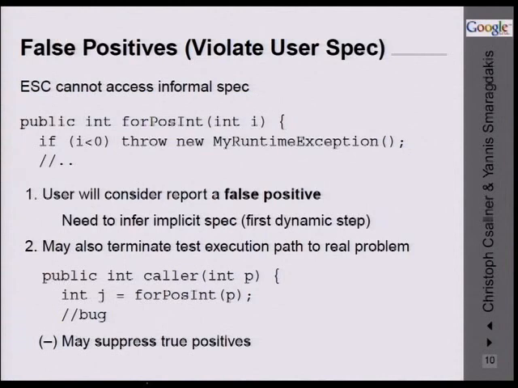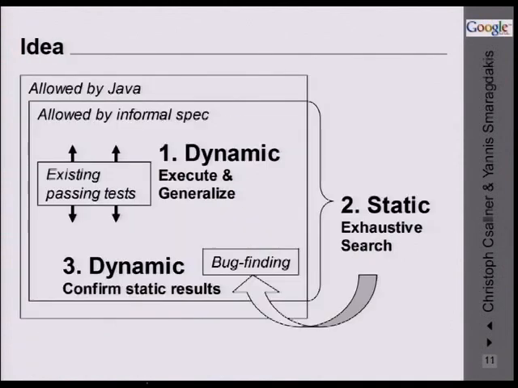But besides those false positives, there's also another subtle problem. So the method above might be called somewhere in some other method, right? And in that other method caller here, there might be some serious bug down there. But since we're not aware of the specification for forPosInt, all the test cases we're generating to find that bug might crash in forPosInt, and none of the test cases might actually reach the real bug down there. So the lack of knowledge also prevents us from finding real problems. Okay, and this, I would say, is a more serious kind of false positive. Those you're going to attack with that first dynamic step.